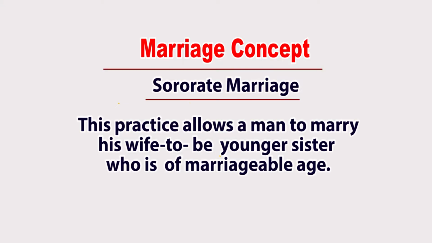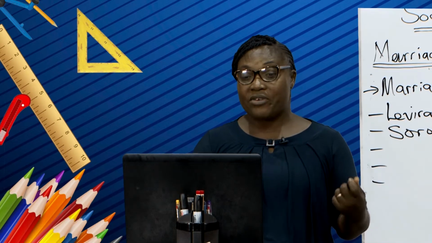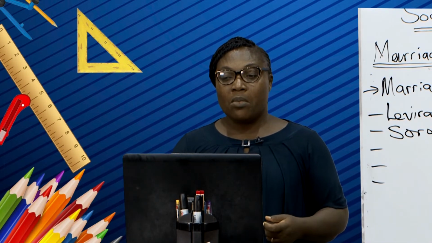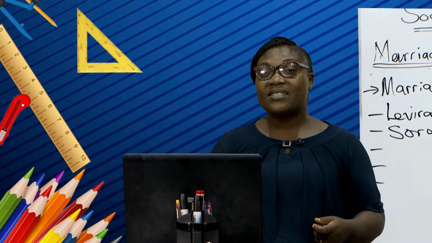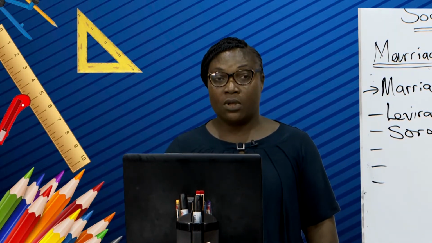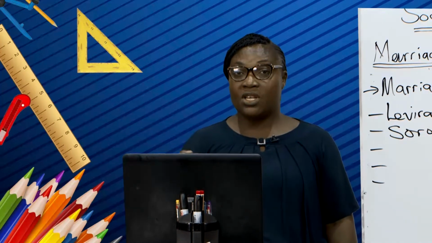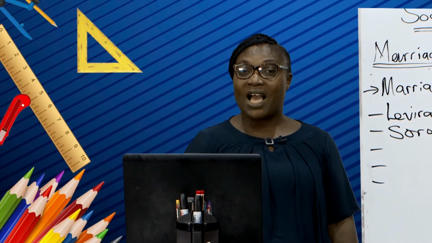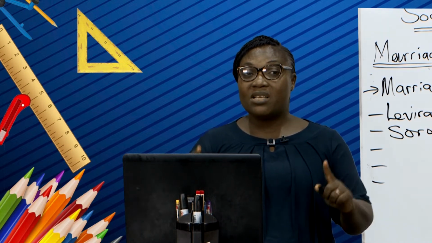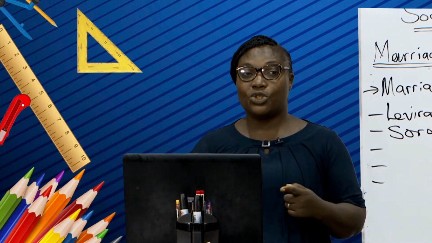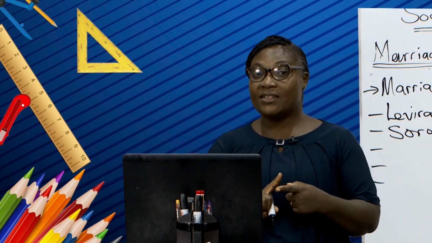The second one is surrogate marriage. It's the practice which allows a man to marry his wife-to-be's younger sister, who is of marriageable age. She must be mature to marry, and that will happen after the man has paid a substantial part of the dowry, but before the marriage is carried out, the wife dies. So it's going to be an agreement. The two families must agree that the man should marry the younger sister of the late wife.